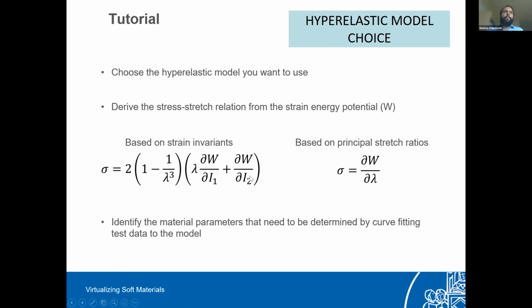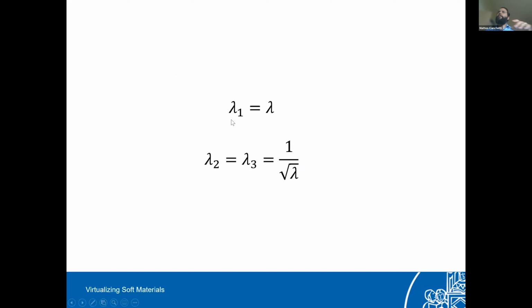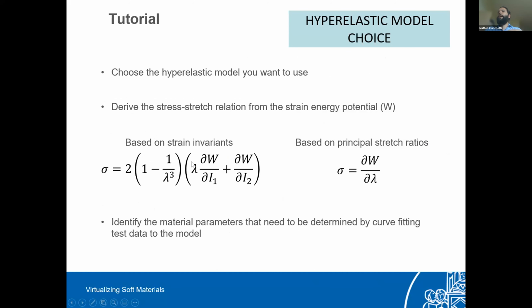Then you need to substitute the definition of the invariants with respect to the principal stretch ratios. And then you have to substitute the stretches that are in the input file with respect to the corresponding principal stretch ratio. So where you have principal stretch 1, you just need to use lambda, so your x in the curve fitting. Wherever you see lambda 2 and lambda 3, the stretch ratios related to the second and the third direction, you need to substitute 1 over the square root of lambda. And this is how you can derive the function in the case of strain invariants.